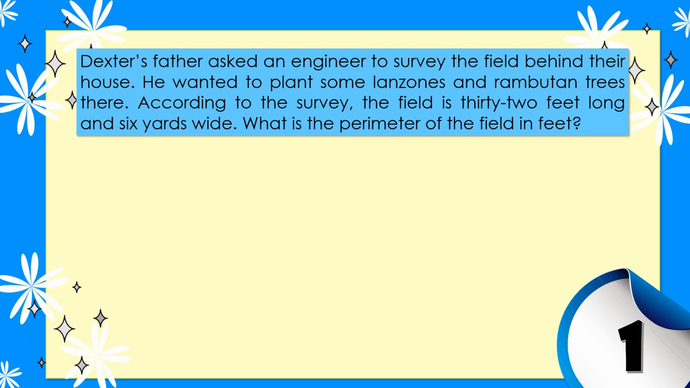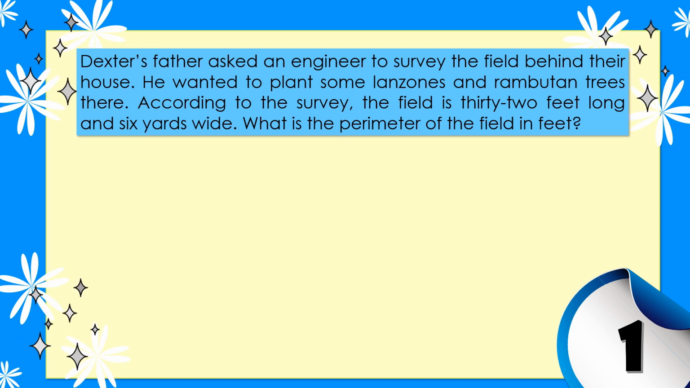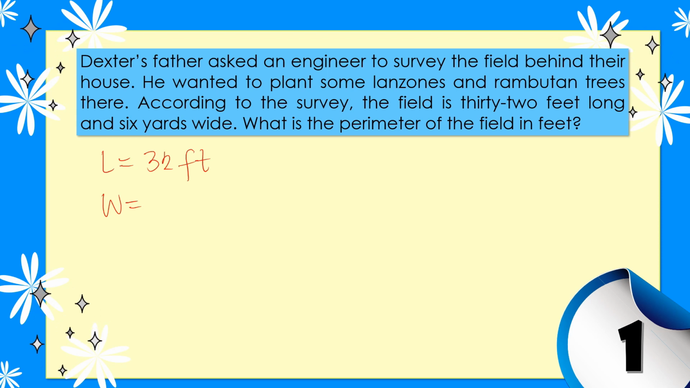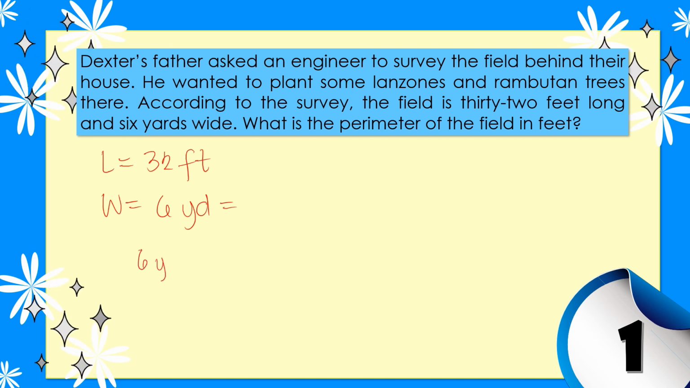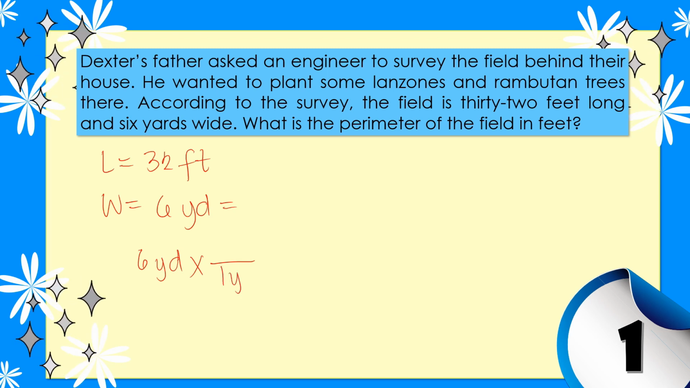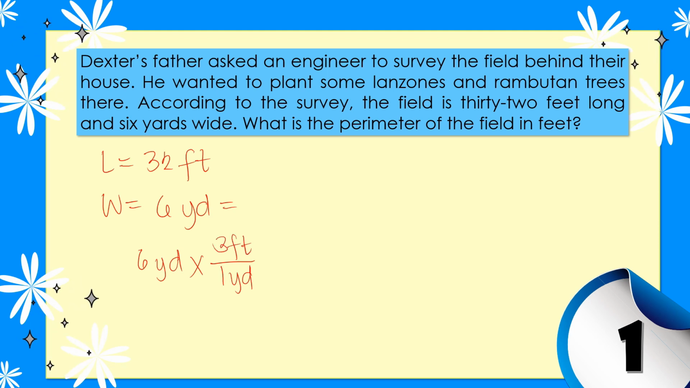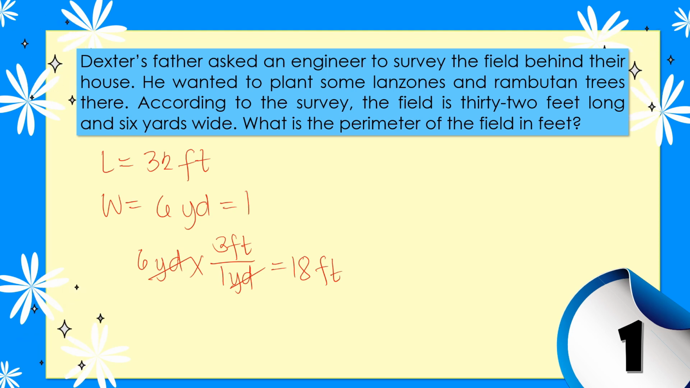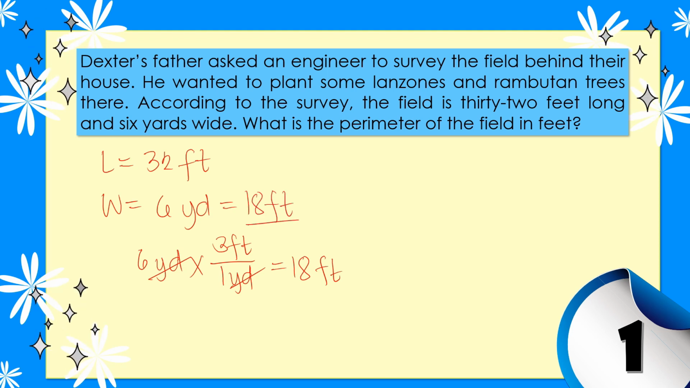So, sulat muna natin yung given. Ang given ay length 32 feet. Ang pangalawang given natin is yung width 6 yards. Dapat gawin natin silang parehas. So, i-convert natin si 6 yards papunta sa feet. Gagamit tayo ng converting factor na 1 yard is equivalent to 3 feet. So, yung parehas na unit sa baba, yung katumbas sa ibabaw. So, cancelled na yung yard. 6 times 3 will give you 18. So, ang katumbas ng 6 yards ay 18 feet. Siya na yung gagamitin natin.